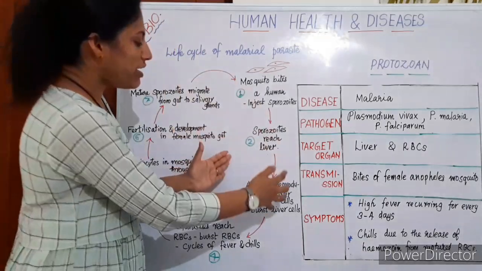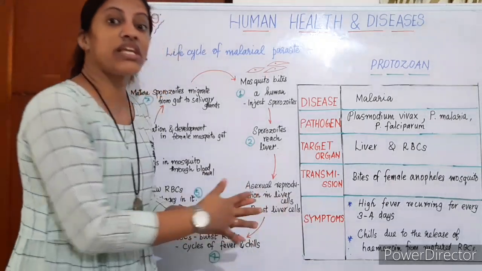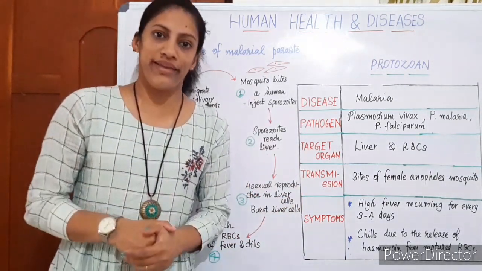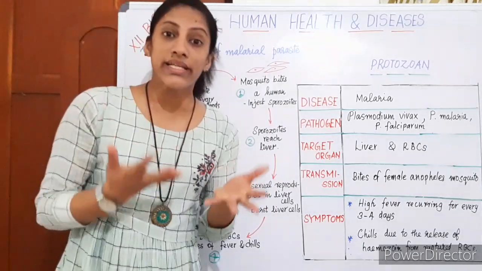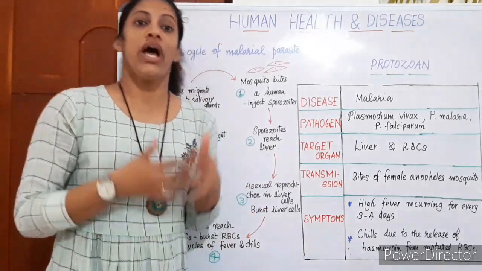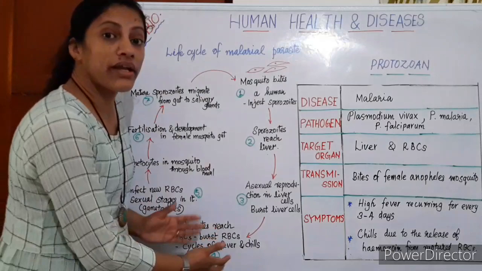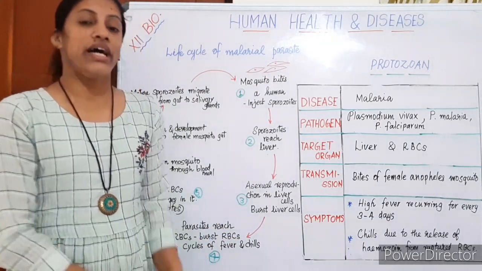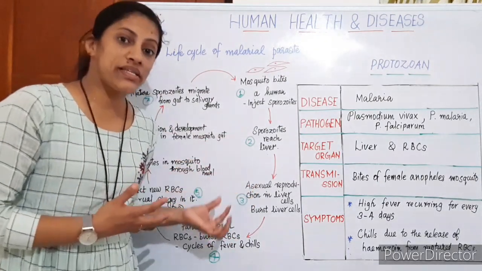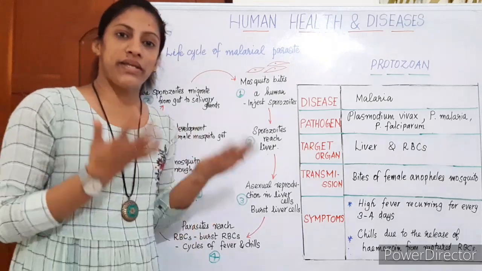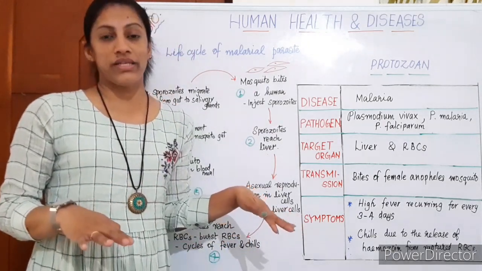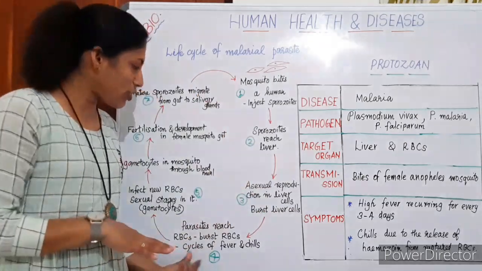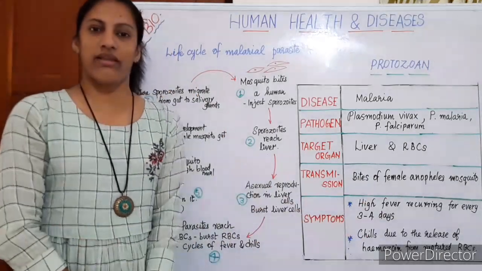When it multiplies, it causes the bursting of the liver cells, destroying the liver cells. Its next target organ will be the blood, and it is attacking RBCs. The next target, RBCs, also gets multiplied by asexual reproduction and causes the rupture of RBCs, and this releases what? The hemozoin chemical.